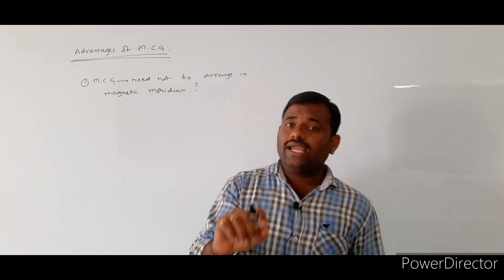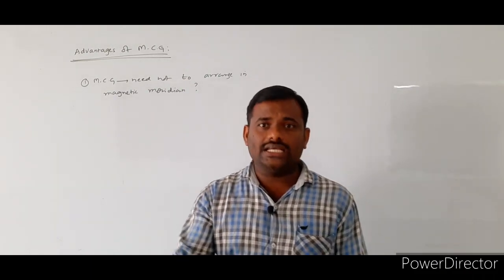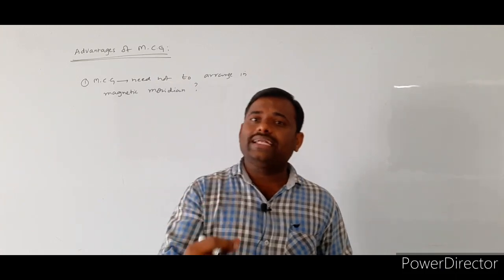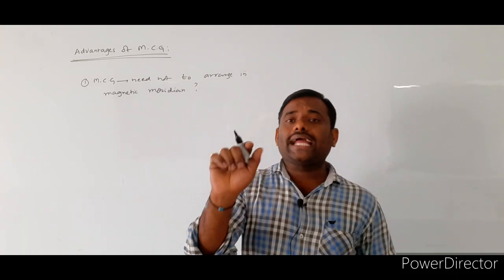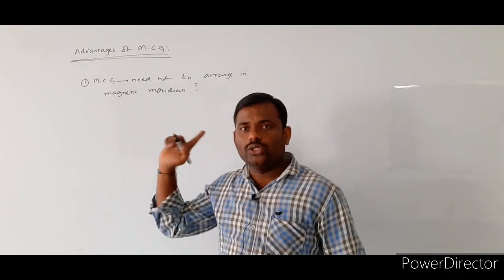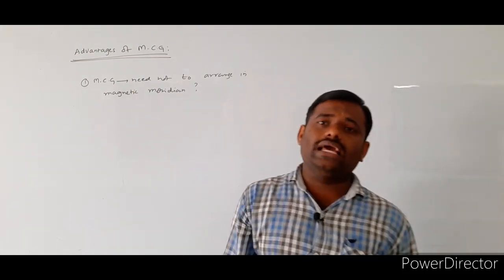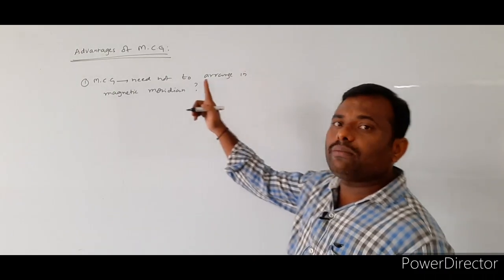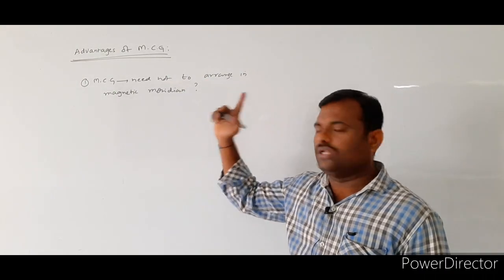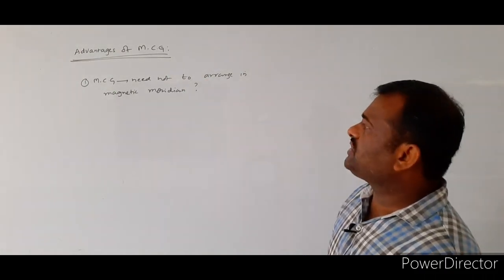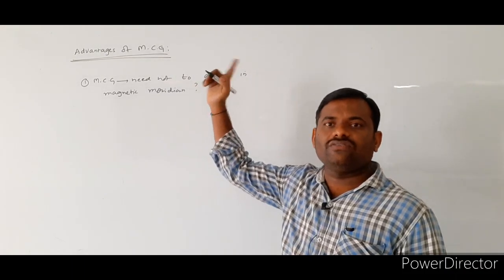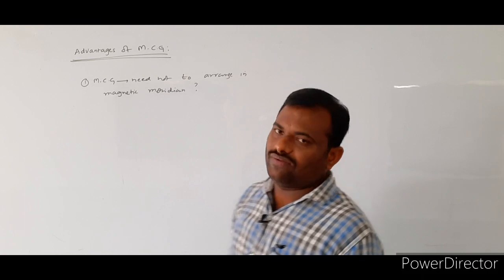Once again, why we do not align this moving coil galvanometer in the magnetic meridian: the magnetic field intensity we use in the moving coil galvanometer is much stronger than the earth's magnetic field. So there is no need to arrange the moving coil galvanometer in the magnetic meridian. So this is the first advantage of the moving coil galvanometer.